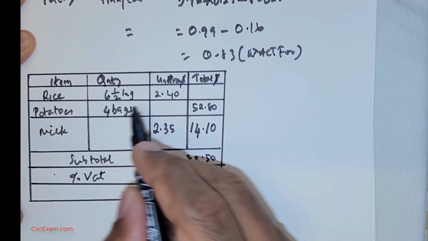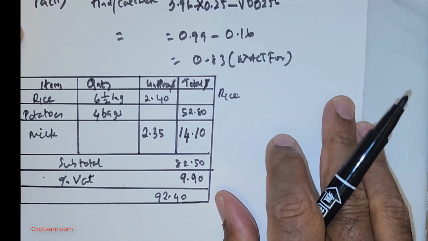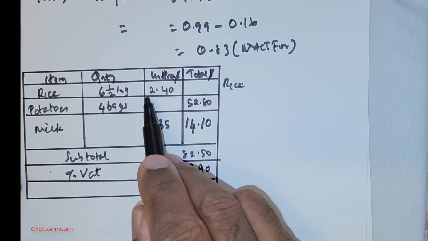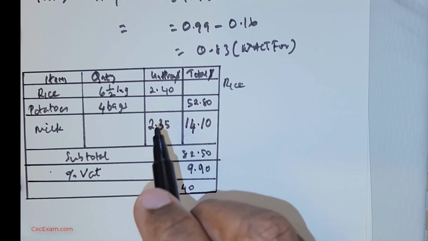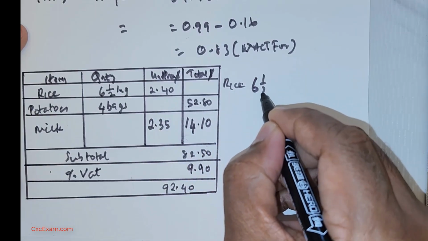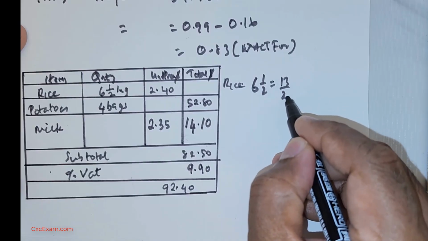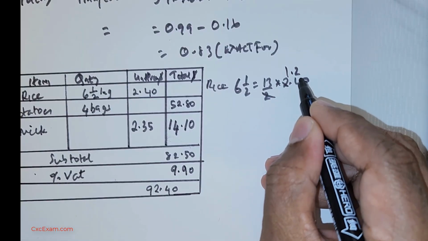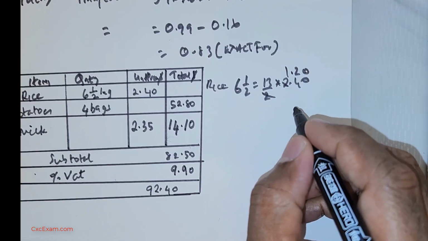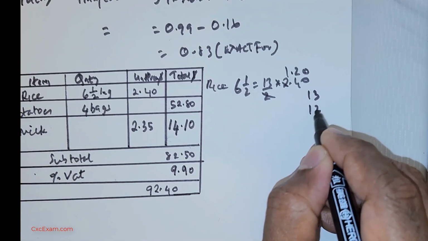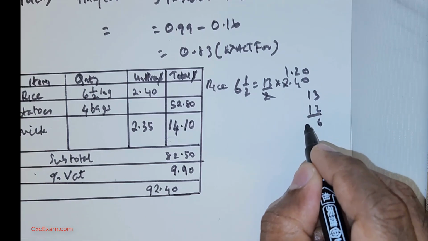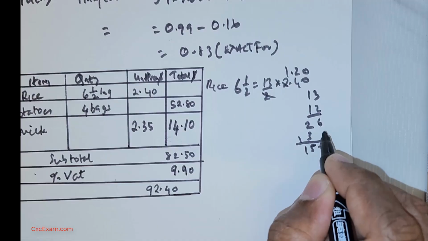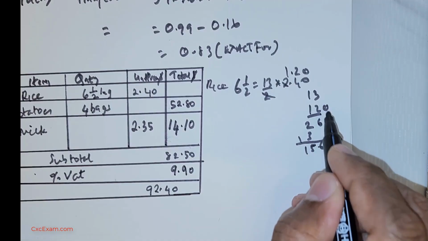so let us start. So this is the cost that the housewife pays for purchasing the rice. So 6 1/2 can be rewritten as 13/2 multiplied with 2.40. This is the unit price. So 2 divides here once, 2 divides 240 120 times. So I multiplied 13 with 12. 3 2s are 6, 3 1s are 3, 1 1 is 1, giving 156, and you have a 0 here.